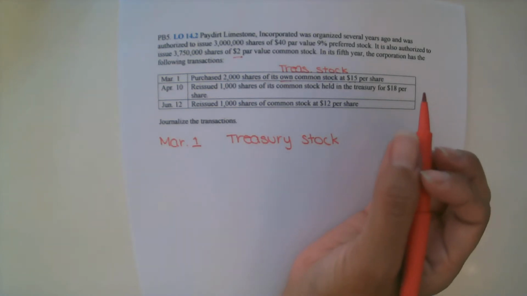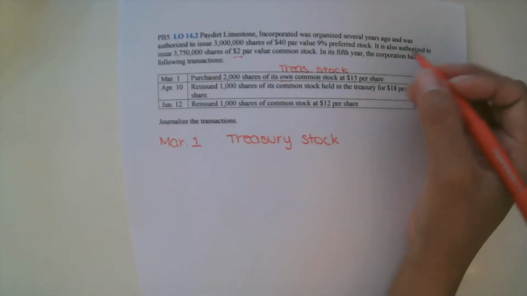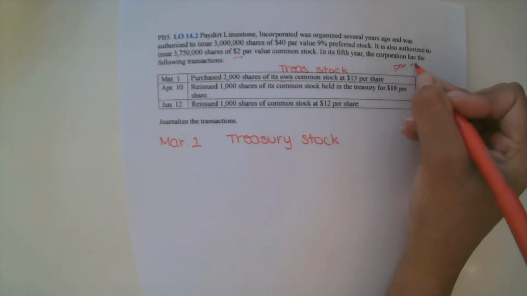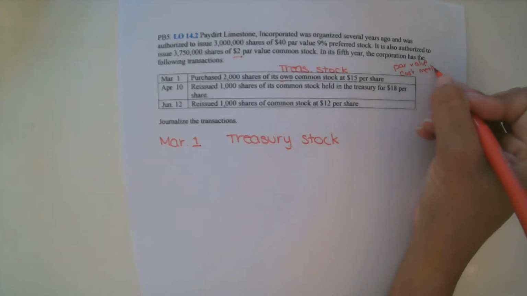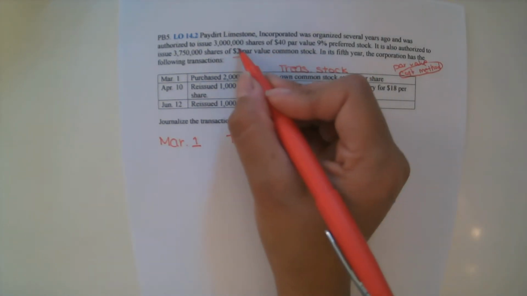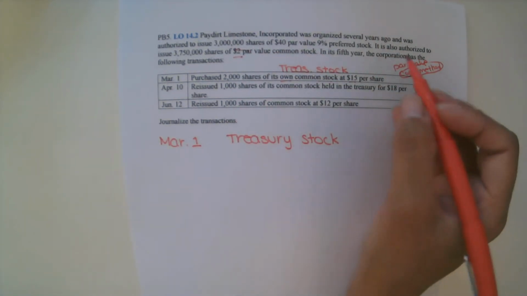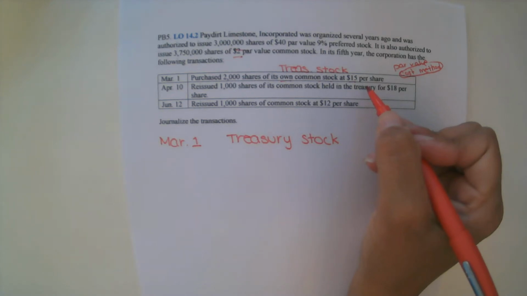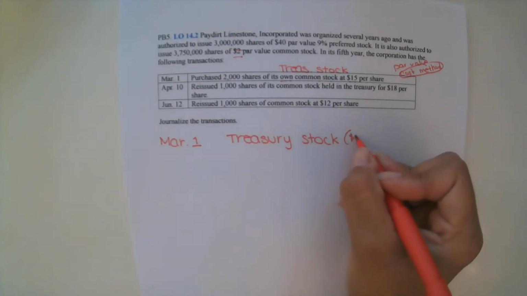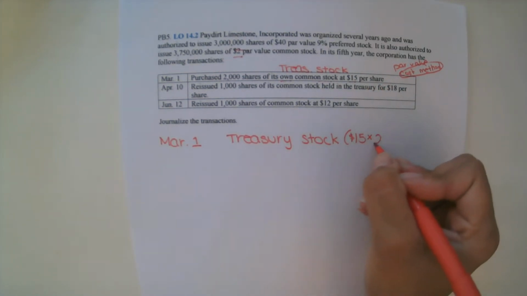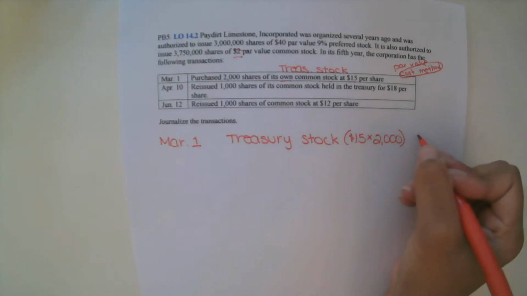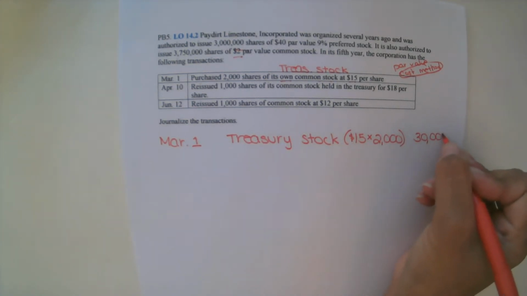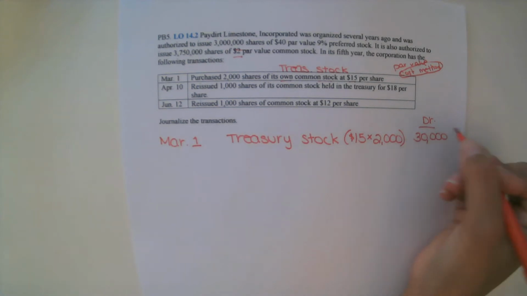Now, in a previous video, I mentioned the method that we're going to use. There's 2 methods. There's the par value method or the cost method whenever we're accounting for treasury stock. We said in this class, we're always going to use the cost method. So we're not going to use that original par value. We're going to use the cost that we had to pay on the market. So $15 times 2,000, or a debit of 30,000.